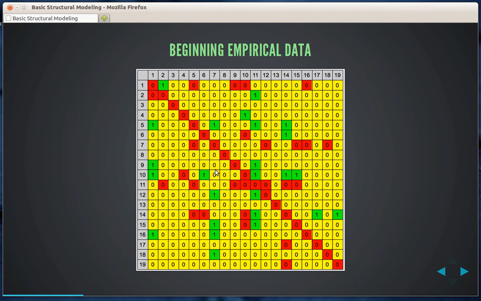Here's our first set of empirical data. We've gone through, we've collected the data, put this together, and now it's just randomly dispersed. What we really want to do in this case is bring all of the greens into the lower triangular. So from a graphical standpoint, thinking about a graphical solution for this problem, all the red zeros should be in the upper triangular, and all the green ones should be in the lower triangular.